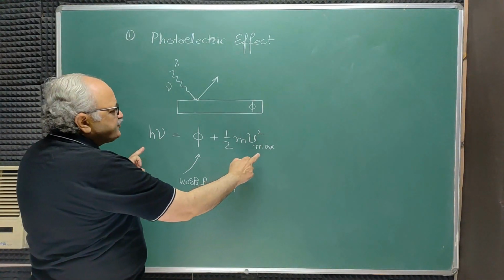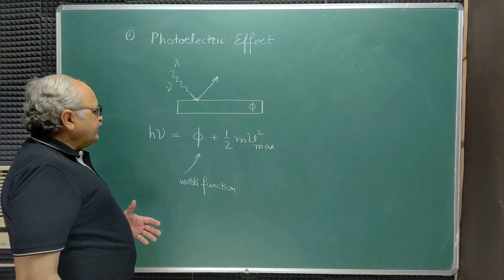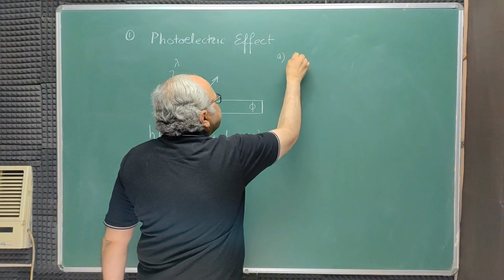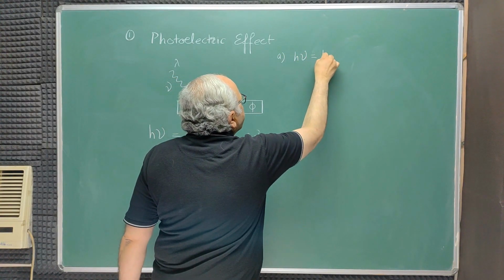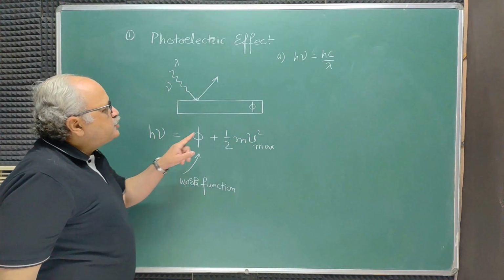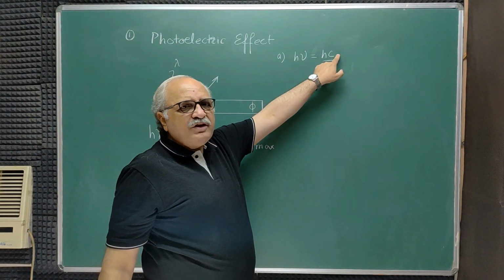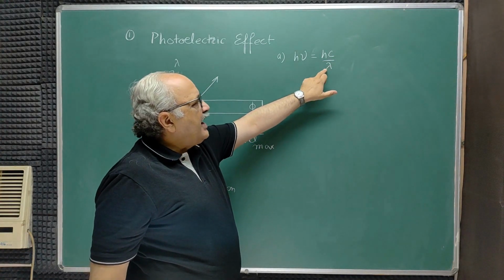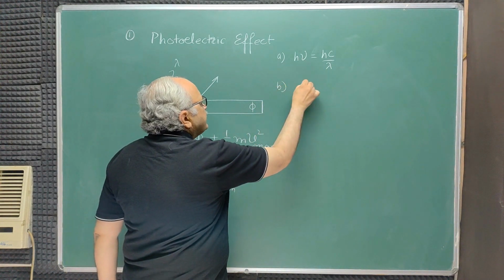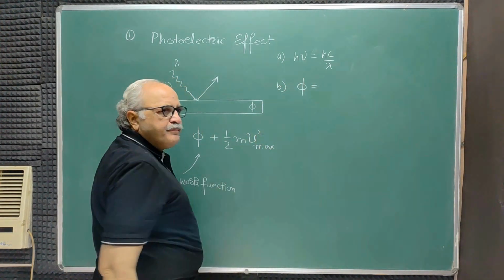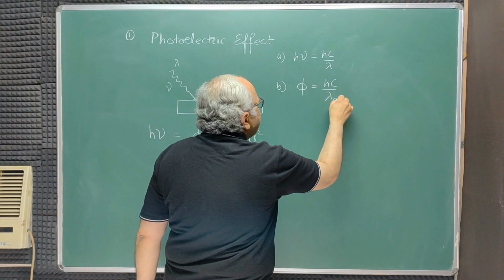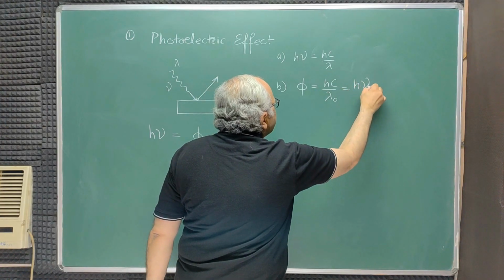Now you may have this form of the equation or you can modify it in this way. For example, instead of frequency they may give you the wavelength, so you can change h nu to hc by lambda. c is the velocity of light in free space and lambda is the wavelength. You can also change the expression for the work function, and that can be hc by lambda 0 or sometimes is written as h nu 0.